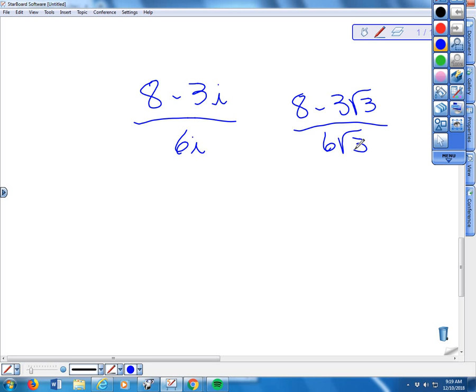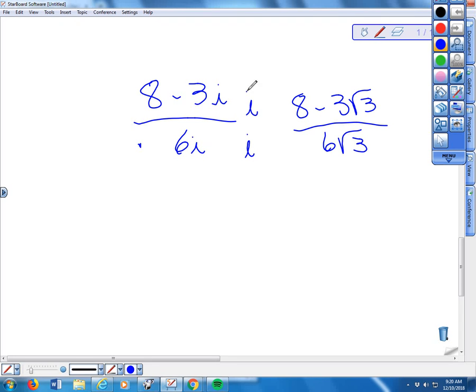Same is true here. I don't have a real number in front of it, so I don't have to worry about a conjugate. The only time you worry about a conjugate is if you have a true complex number, 3 plus 2i, 6 minus 7i. If it's a complex number, you've got to multiply by the conjugate because you're adding a real number to it. There's no real number component. So all we're going to multiply top and bottom by is i.